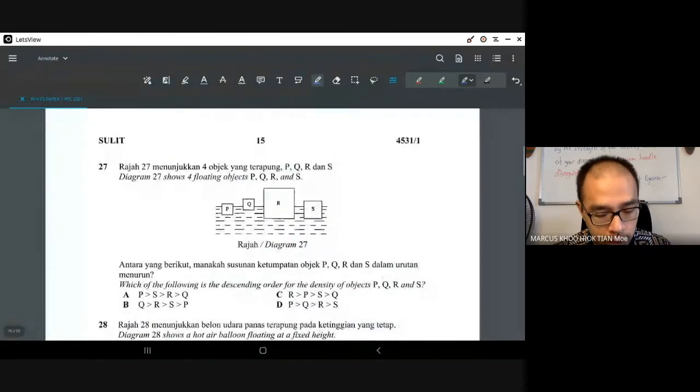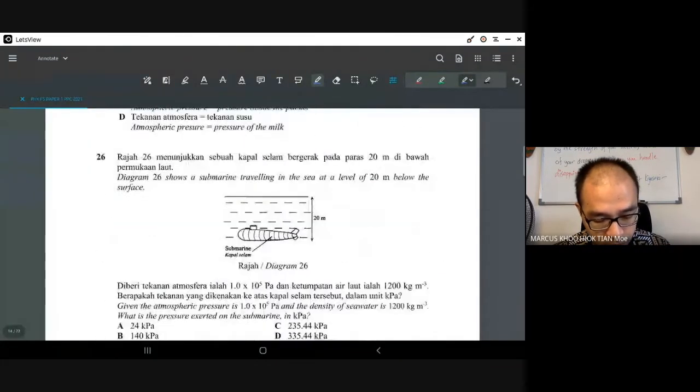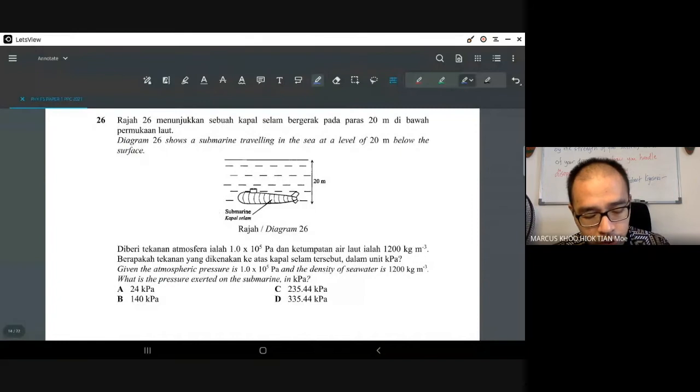Alright, this is 25, where's 26? Okay, 26 is this. Diagram 26 shows a submarine traveling in the sea at a level of 20 meters below the surface. Given the atmospheric pressure is 1 times 10 to the power of 5, and the density of seawater is this, what is the pressure exerted on the submarine in kilopascals?